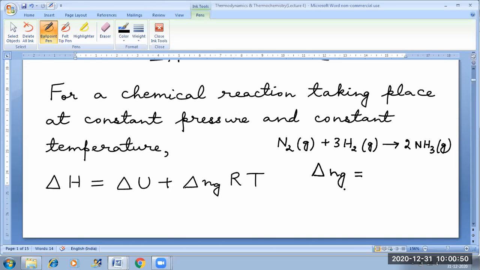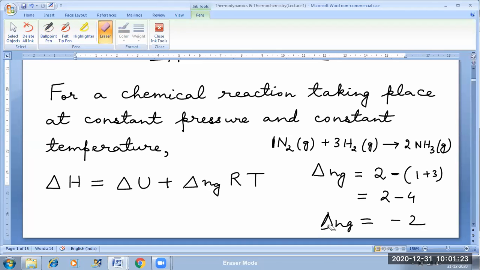N2 minus N1. Number of moles of products. 2 is the number of moles of products. That is this one. Minus. Delta is always what? Minus, right? Minus component will be there. Minus moles of reactants. So 1 plus 3. So the value of delta Ng is -2. For this reaction, the value of delta Ng will be -2.